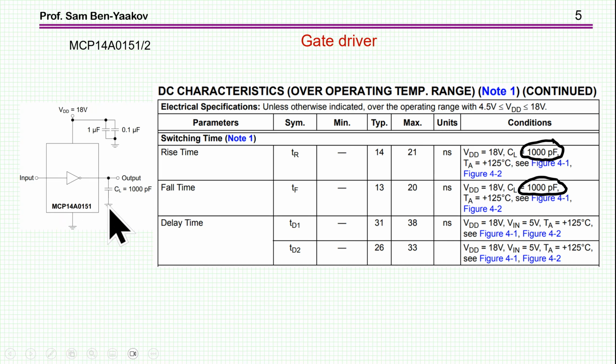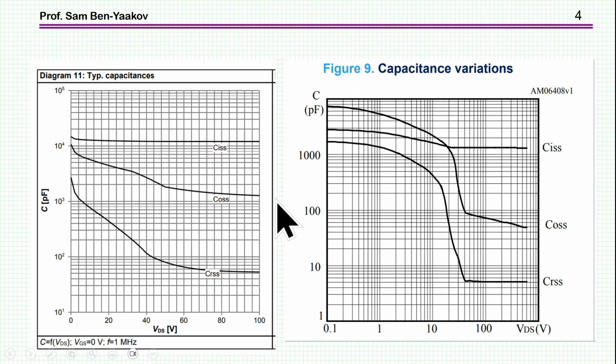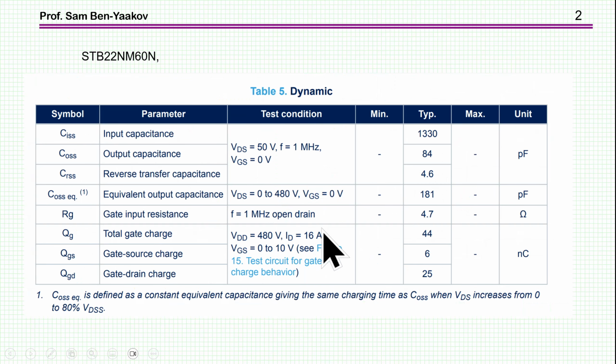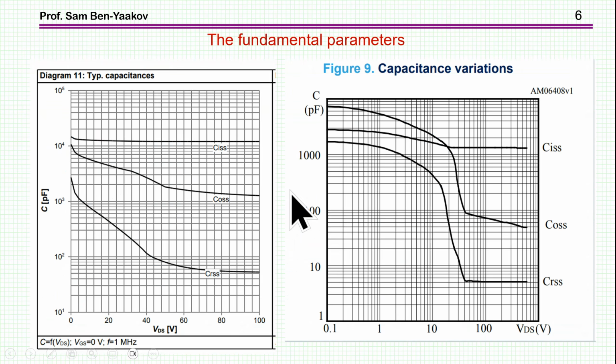Now the question is, if I have a specific MOSFET, how would I know what its capacitance is? Nowhere here do you have any information of this capacitance. Not only that, all the information is given for specific points. And what happens if my operating point is not exactly 480 volts? Maybe it's something else. Now, as it turns out, the fundamental parameters are these plots.